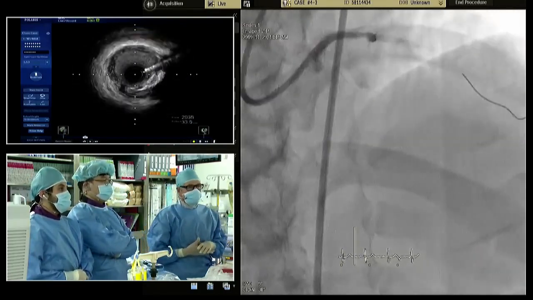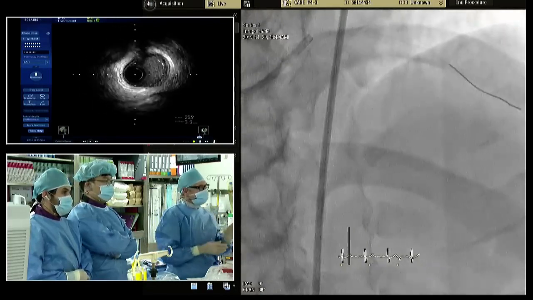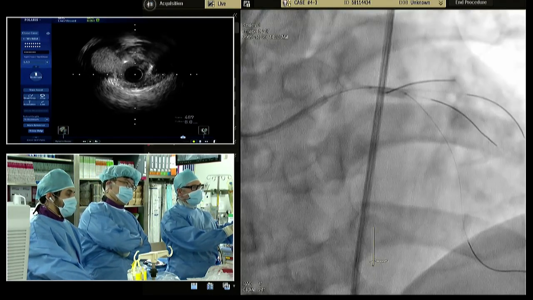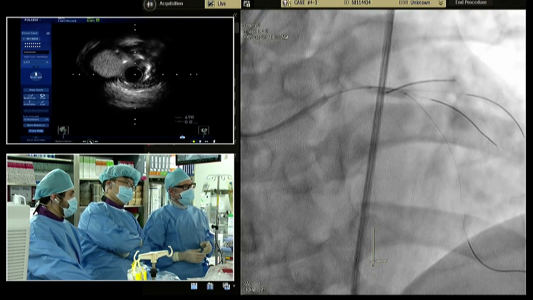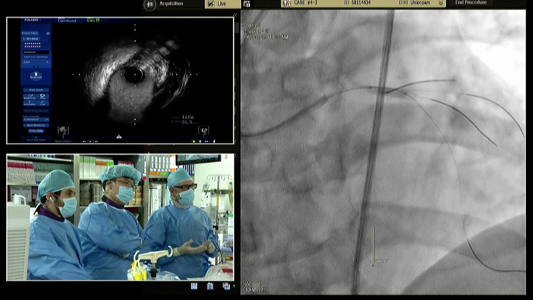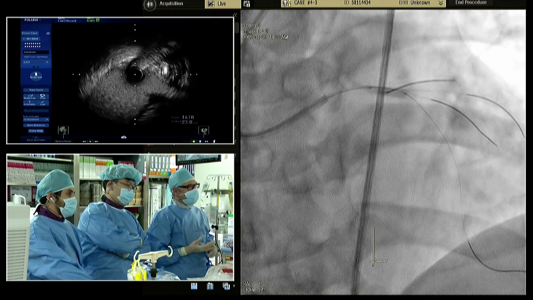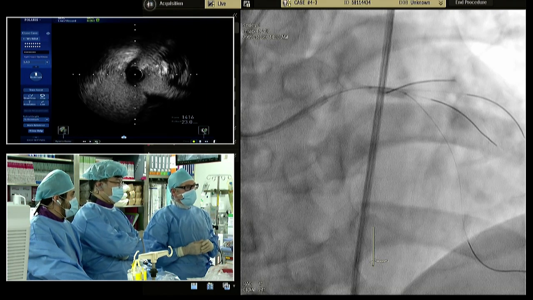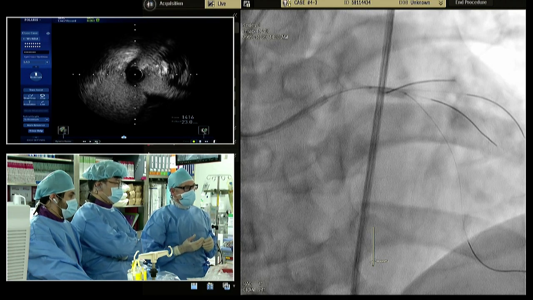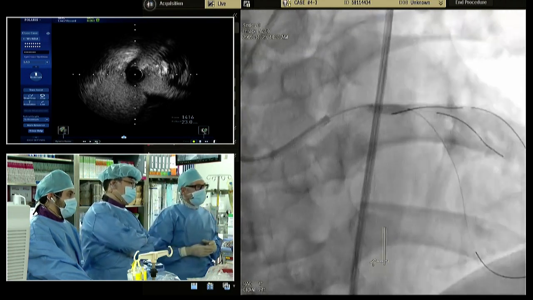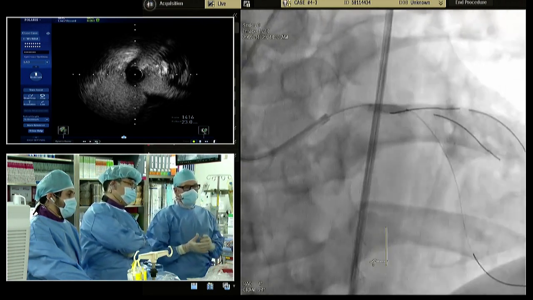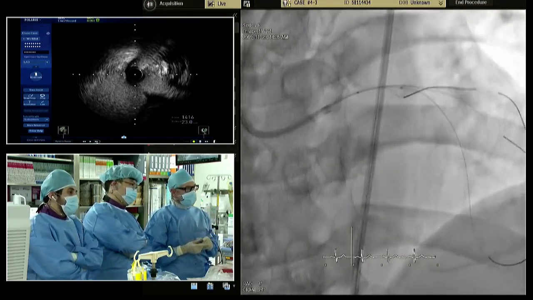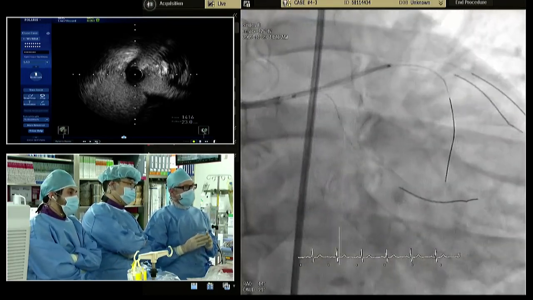Okay, so I will show you what we have already done. We have wired all vessels, so the circumflex, LAD, and the two diagonal branches. The plan is to use one stent, as you said, from the LAD to the left main. We have made some calculation, and it's about 3.4 to 3.5. So we selected a 3.5 stent, 38 in length. And of course, we will deploy the stent at very low pressure.